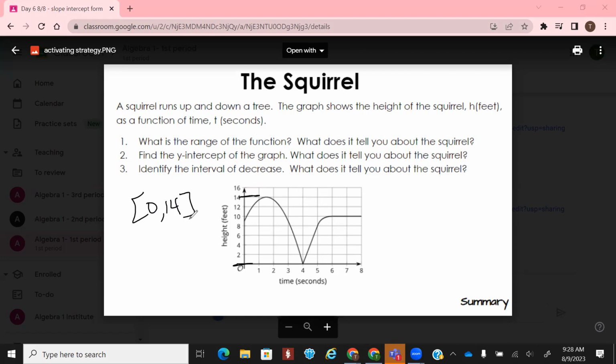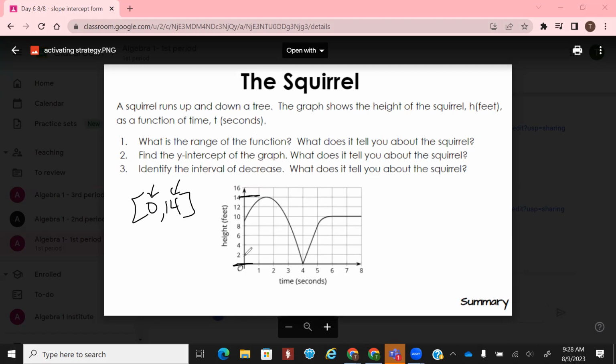Now, what does that represent? It represents height, but height of what? How's the height the squirrel goes? So he goes from the ground to somewhere in the tree. That's 14 feet off the ground.